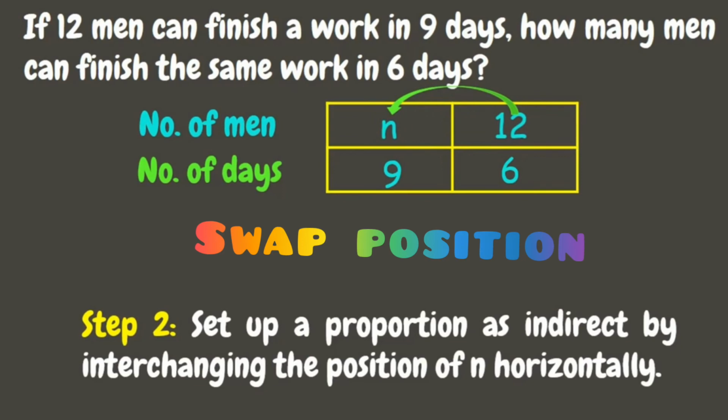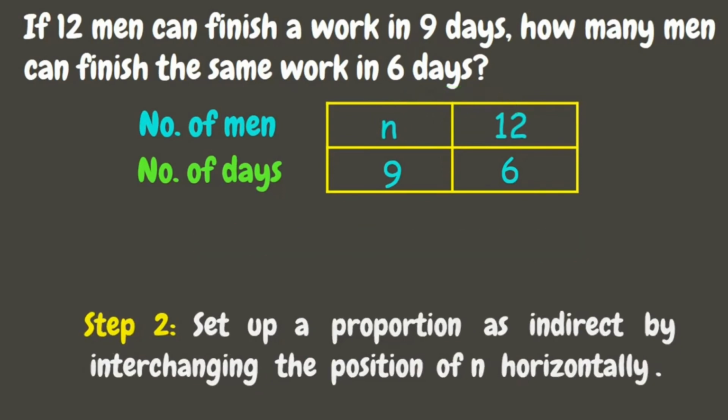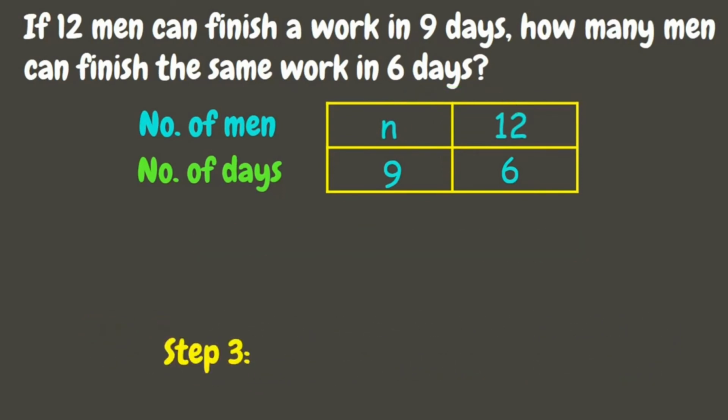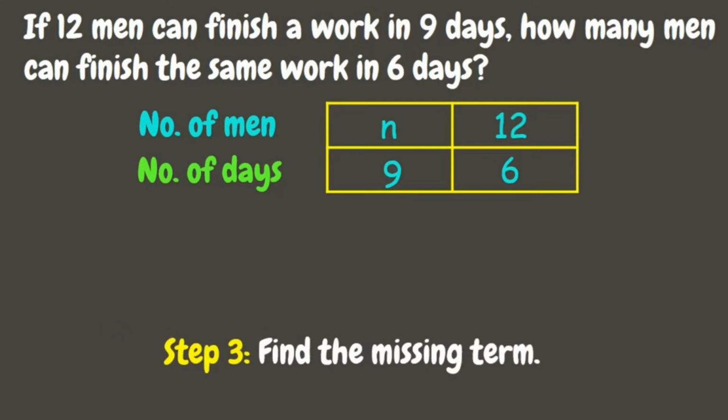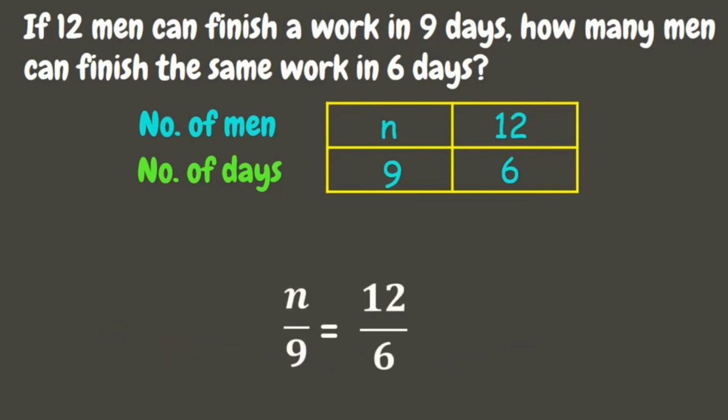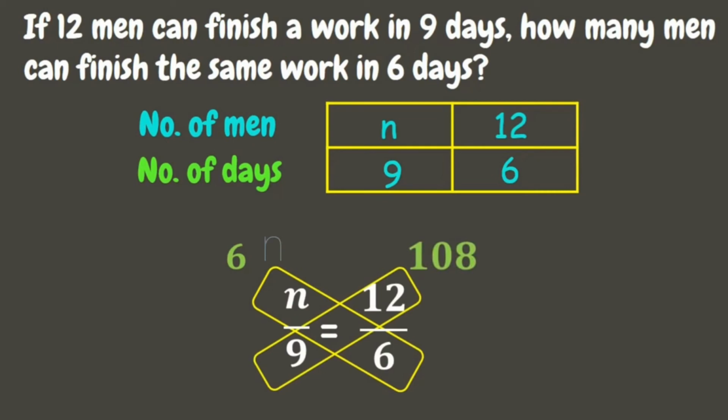So we swap the position, and once we are done with that, the next step is to find the missing number, n, using proportion. So according to the table, 9 over n is equal to 12 over 6. The first thing to do now is to cross multiply. n times 6 gives us 6n. 9 times 12 will give us 108.